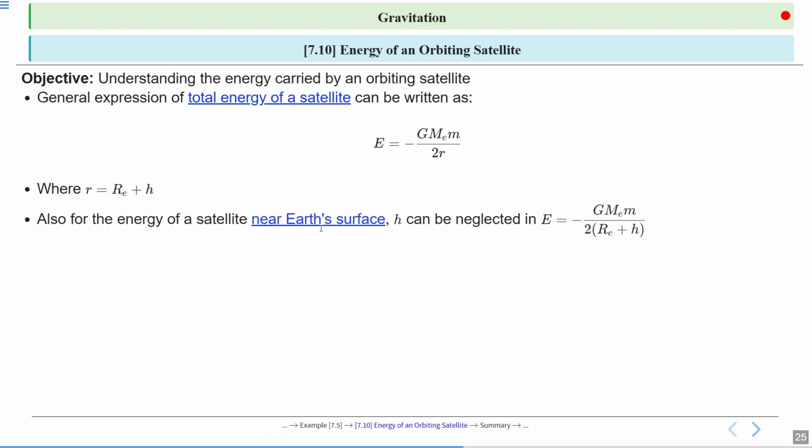Also, for the energy of a satellite near Earth's surface, h can be neglected in E equal to minus GMe into m divided by 2 into (Re plus h). So by neglecting h, the equation simplifies further to E is equal to minus GMe into m divided by 2Re. This simplification helps us understand the energy of satellites that are very close to Earth's surface, where the altitude has minimal impact on the total energy calculation.